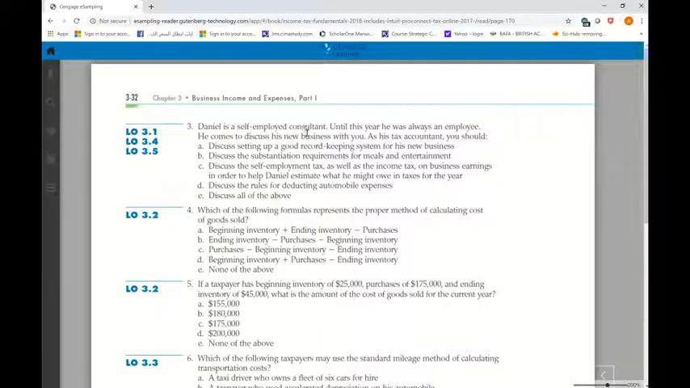So as a consultant, you are merely advising your client on all these aspects. So in this case, the answer should be discuss all of the above. Okay.